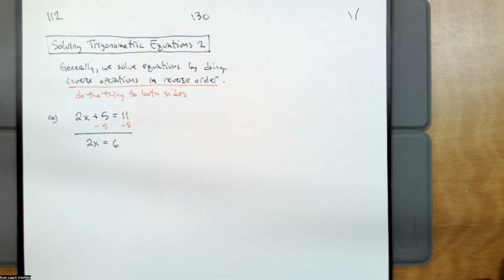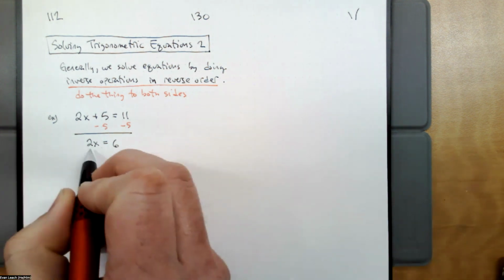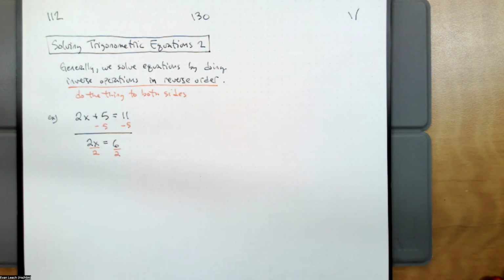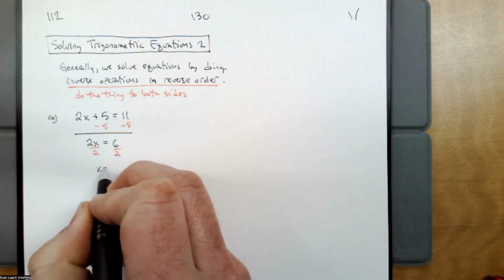What would you do next? Divide by 2. I don't know how you write it, but this is how I was programmed to write it. And then I was told to write x equals 3 underneath.